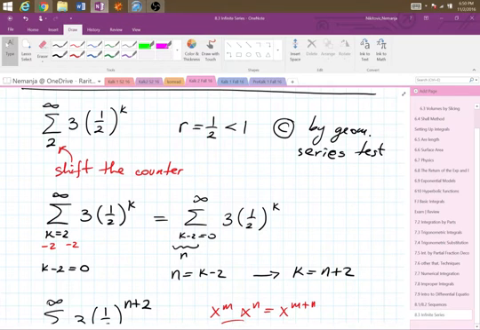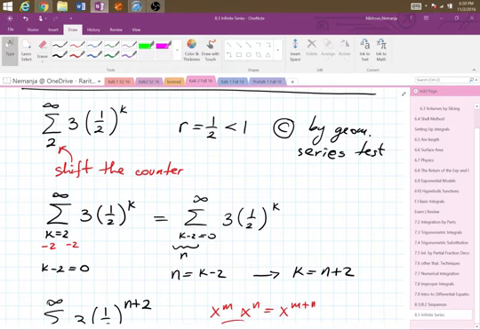You immediately figure out what R is by looking at it, and then wherever it fits, you get convergence or divergence. In this case, convergence. Since it converged, we can find the sum by using the formula A over 1 minus R. Now, that formula only works if your counter starts at 0. Your counter started at 2, therefore we have to shift the counter.